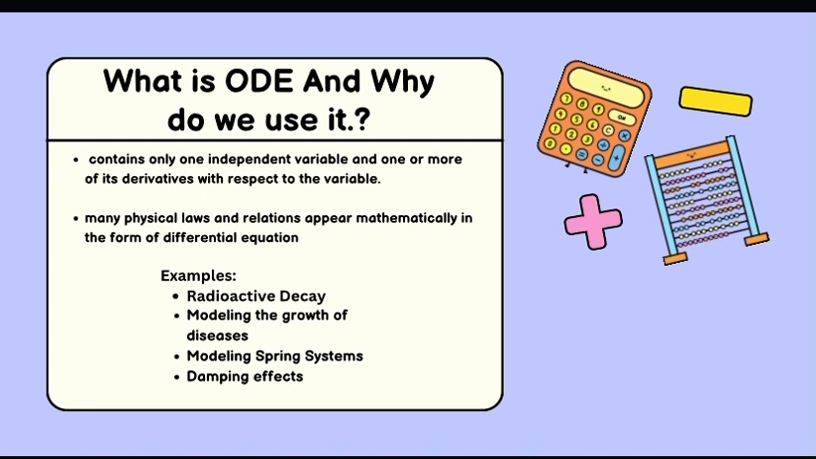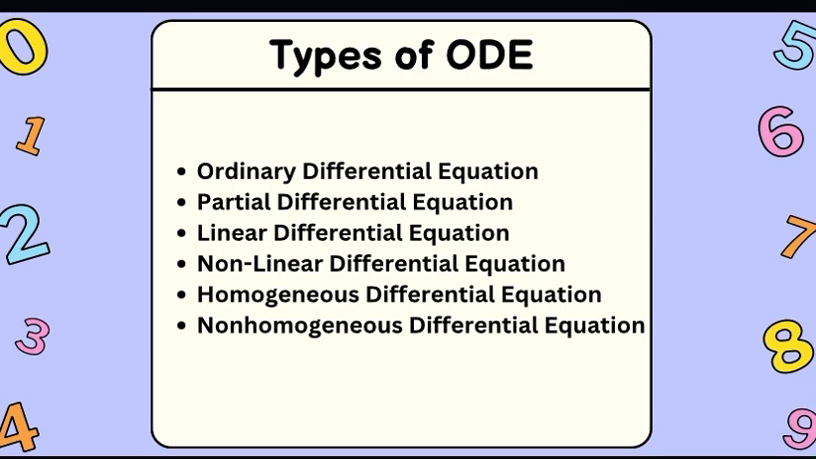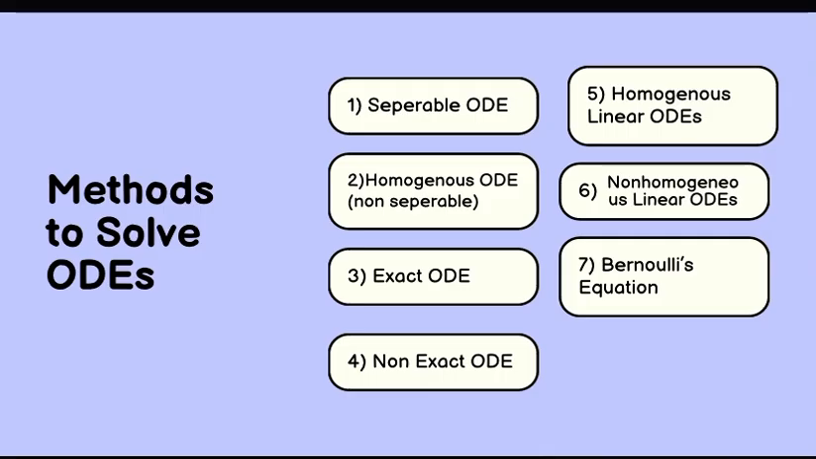Below are a few examples of daily applications. These are the two types of order of ODE, which are the first order and second order. These are the few types of ODE, and these are the few methods to solve ODEs that I will be explaining further at the back.